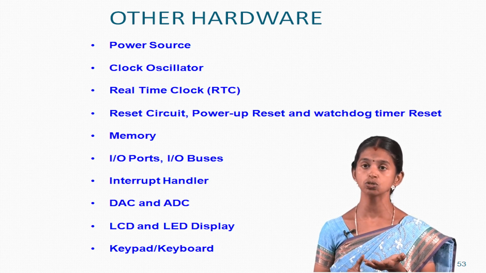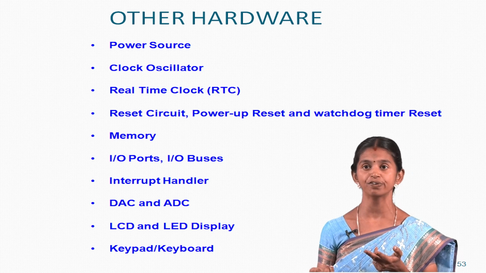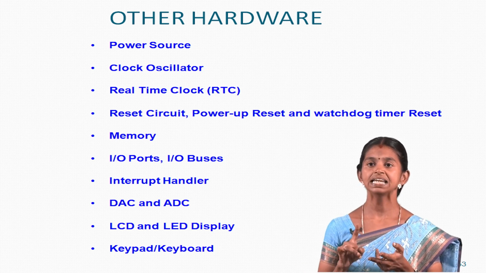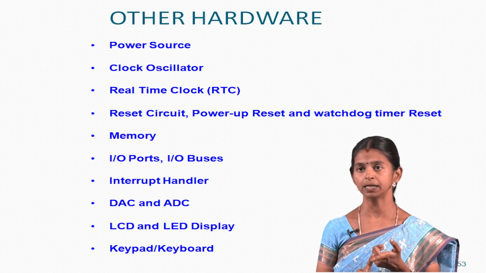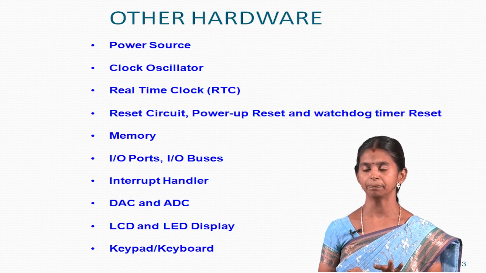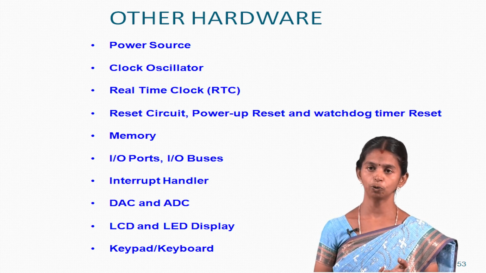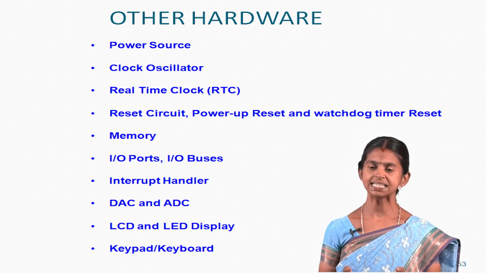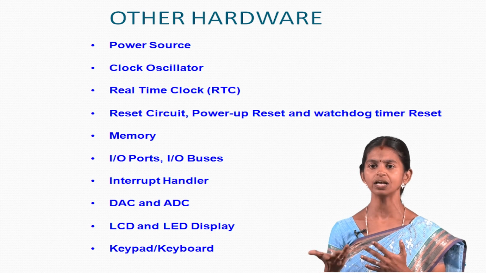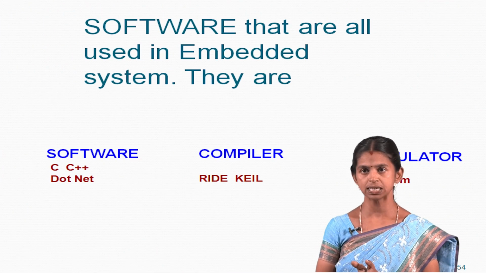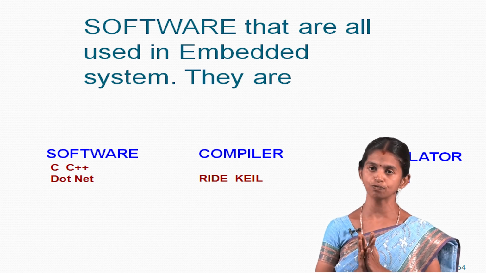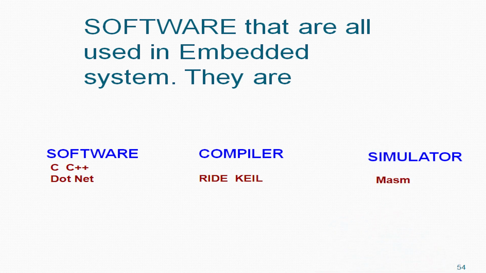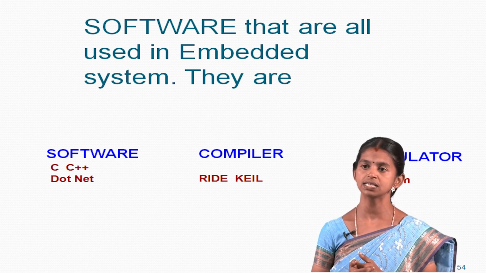That is power source, clock oscillator, RTC, which is defined as real-time clock, reset circuit, power up, reset and watchdog timer, reset, memory, input output ports, input output bus, interrupt handler, DAC and ADC, LCD and LED display, keypad or keyboard. The software used in embedded systems includes C, C++ and .NET. The compilers used are RIDE and KEIL. The simulator used is MASM.